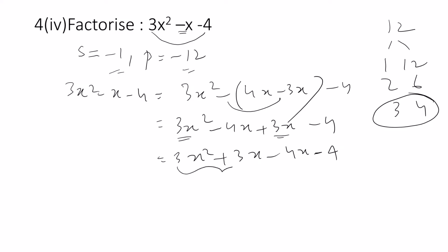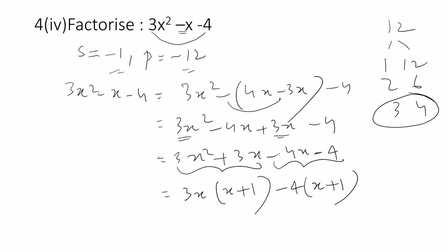So from the first two terms, 3 and x are common. So inside the bracket you will get x and 1. And from the next two terms, if I take minus 4 outside, what will I get inside the bracket? x plus 1. See, x plus 1 is common. So we can take x plus 1 outside the bracket, and what is left is 3x minus 4. So 3x minus 4 is outside the bracket. So these are the factors of 3x square minus x minus 4.